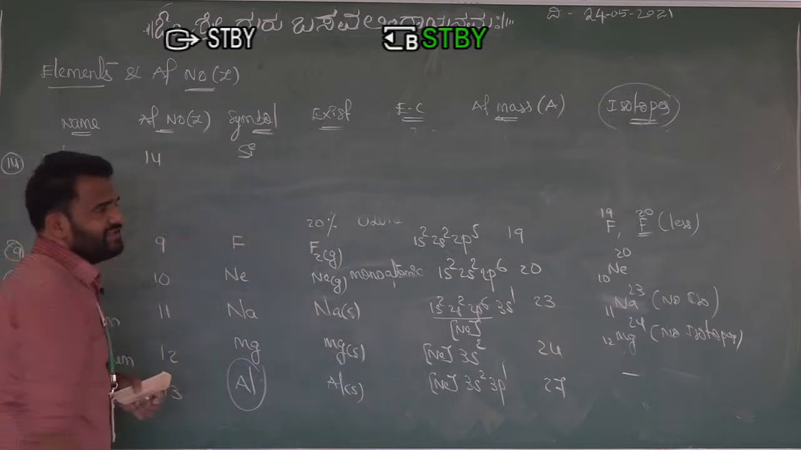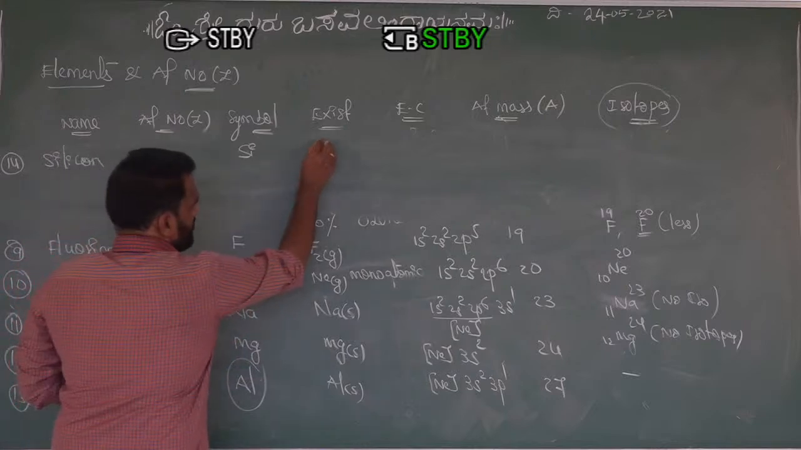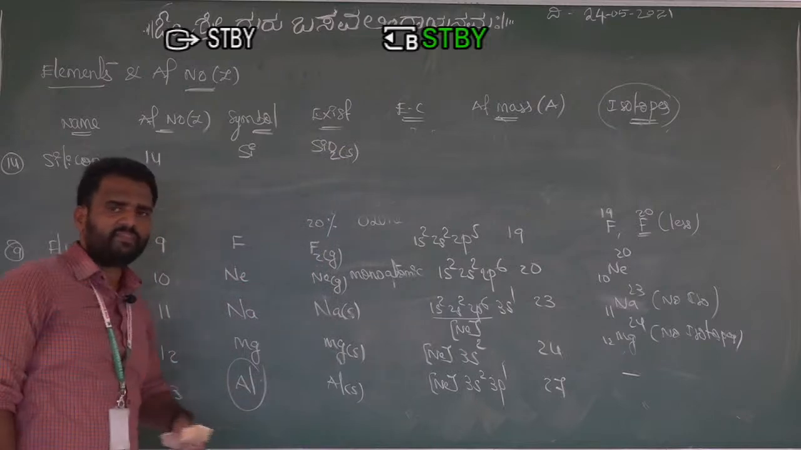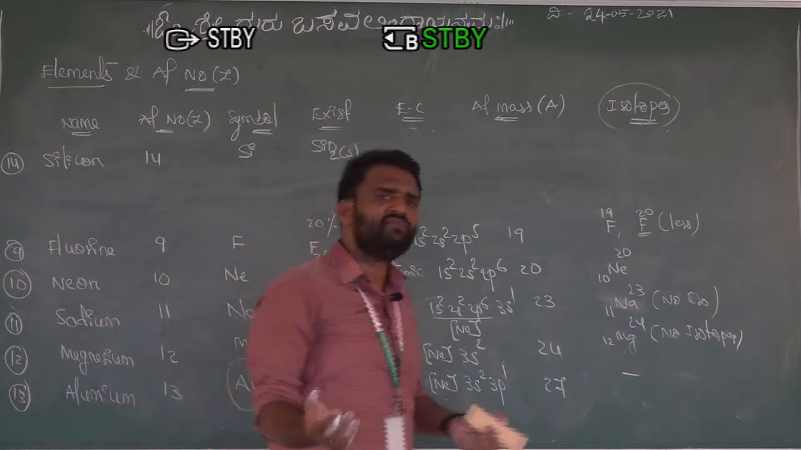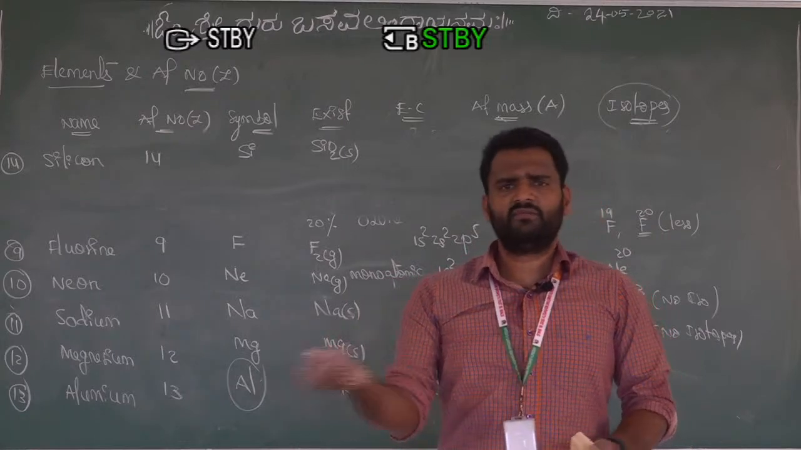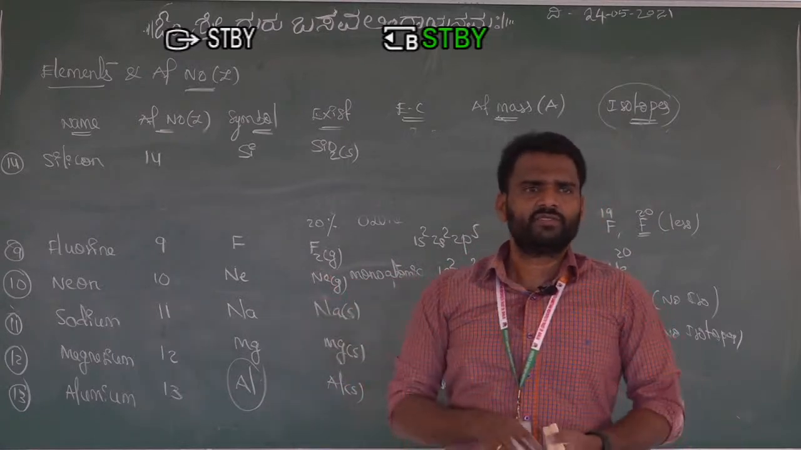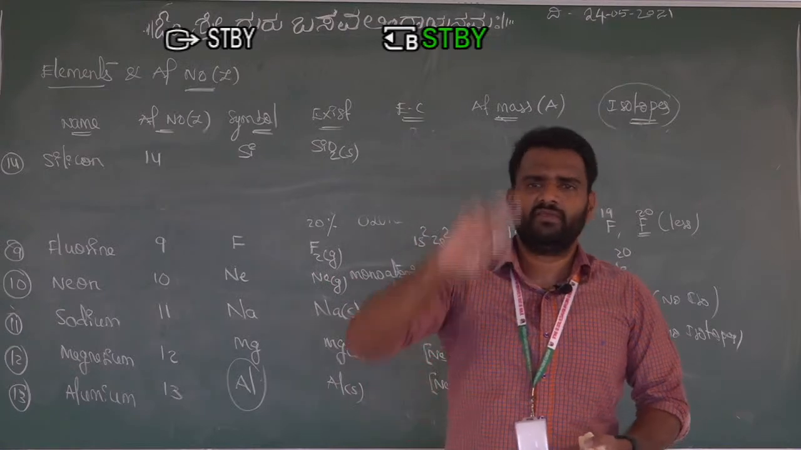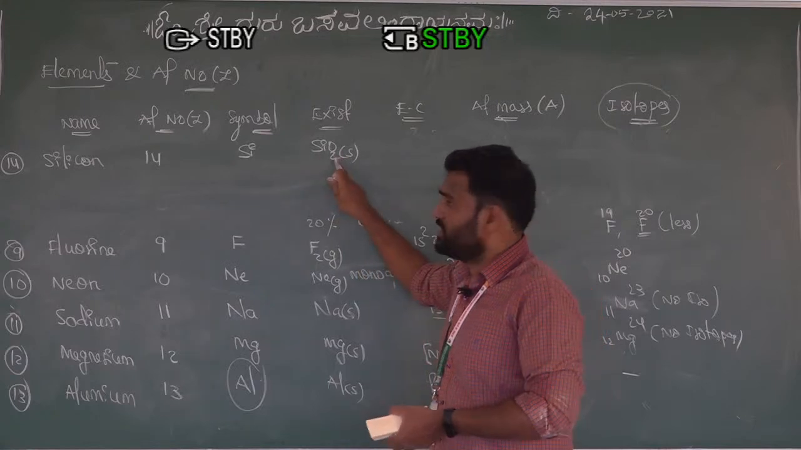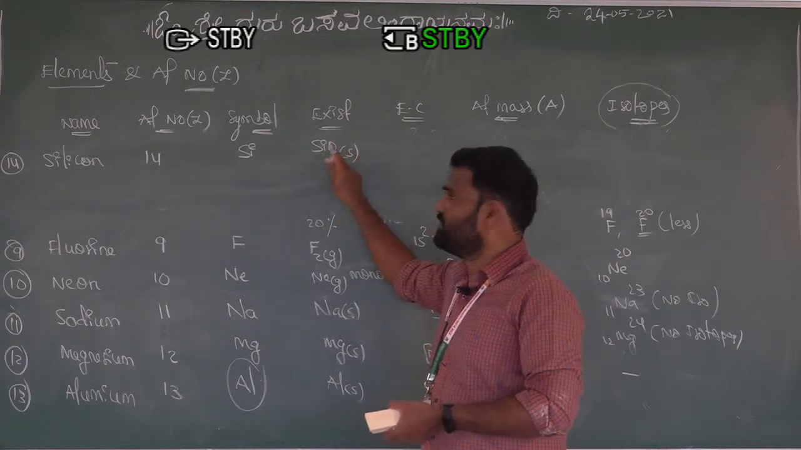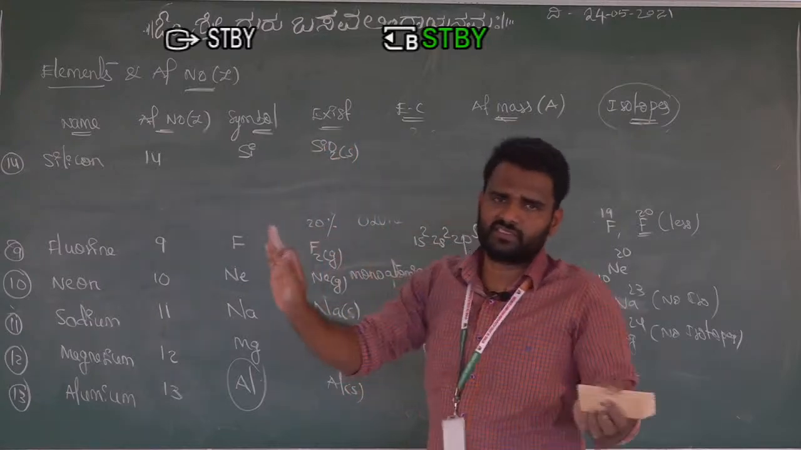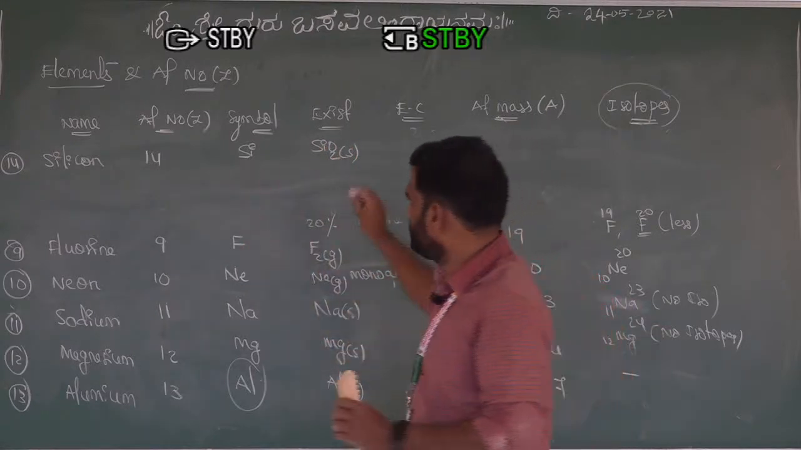Silicon normally exists in the form of SiO2. In nature, silica is available as SiO2. What is SiO2? Sand. Normally we are playing with sand, that is silica. Silica alone does not exist as Si. The formula of sand is SiO2. Silica exists in the form of SiO2 only. Pure Si does not exist; it occurs in the form of silica, sand.